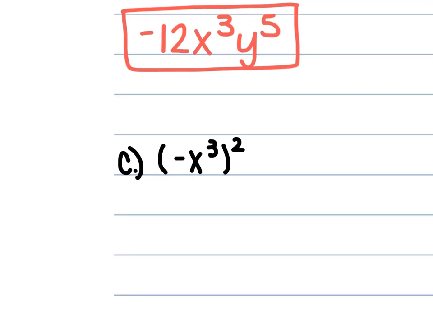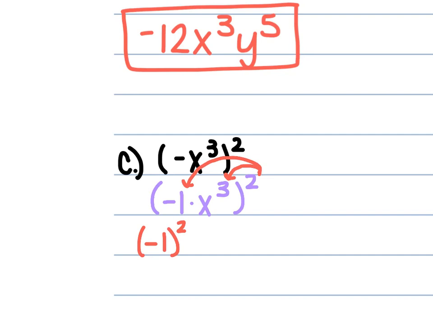If we look at C, we have negative x cubed, all squared. So again, this is what I was talking about, when it's not only the exponent that 2 gets multiplied by, but it also gets distributed to that negative. So this is like saying negative 1 times x cubed, and this is all being squared. So the squared goes to the 3 as well as the negative 1. So this is going to be negative 1 squared times x cubed squared.